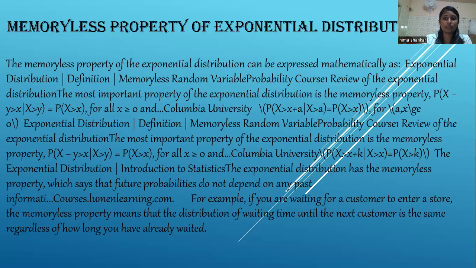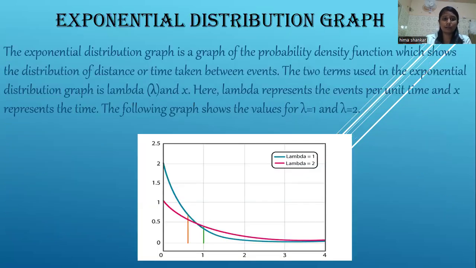Memoryless property of exponential. The memoryless property of exponential can be expressed mathematically. The exponential distribution has a memoryless property, which means future probability does not depend on any past. For example, if you are waiting for a customer to enter a store, the memoryless property means that the distribution of waiting time until the next customer is the same regardless of how long you have already waited.